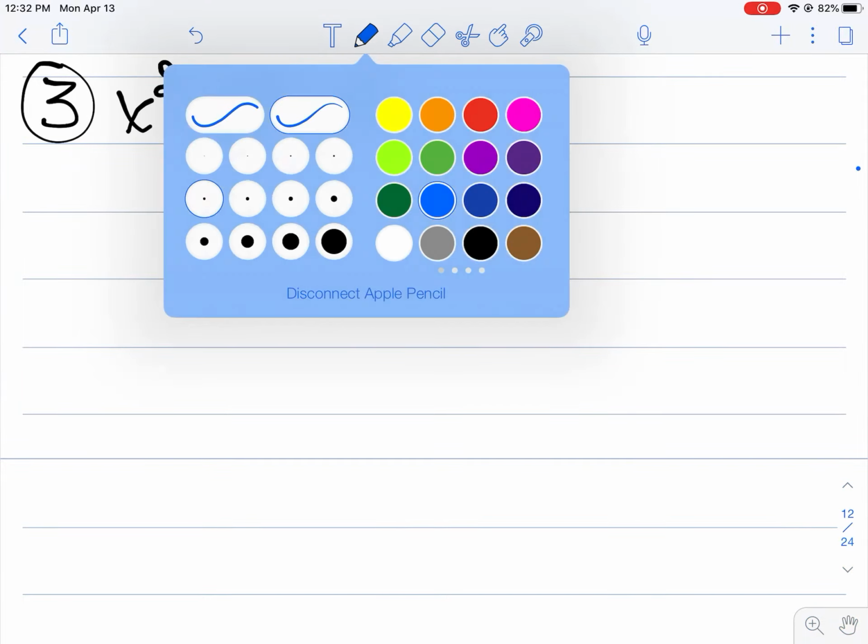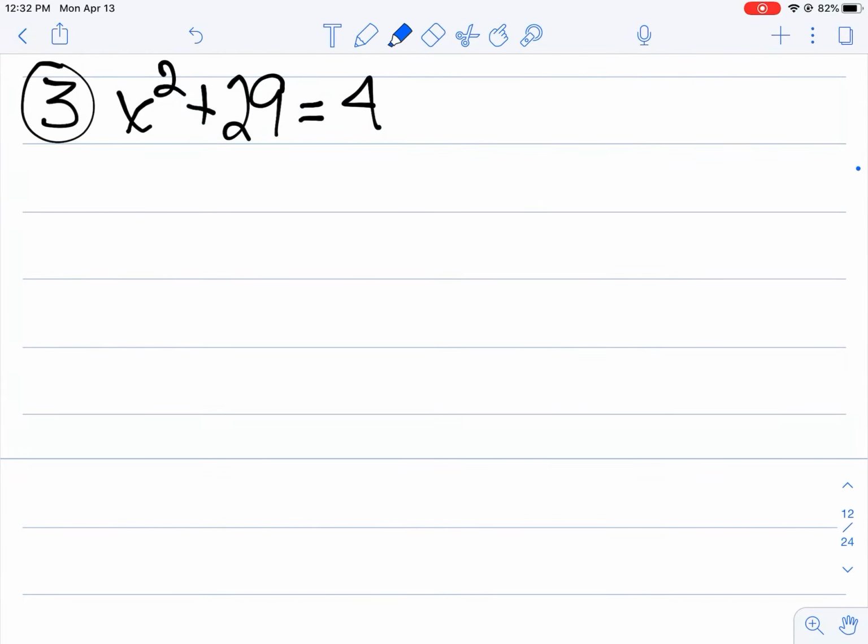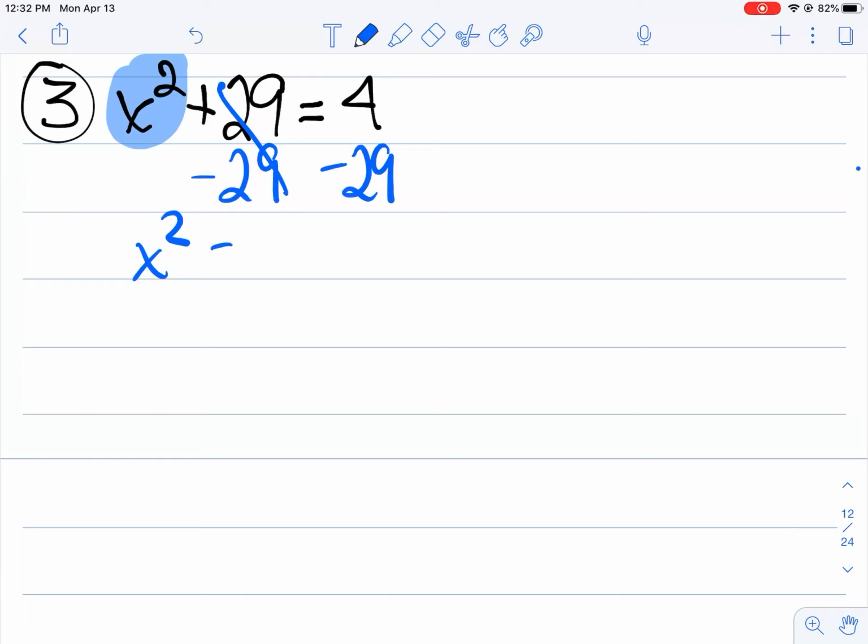Now don't get fooled on this, because if I try to isolate the x squared term, I have to subtract 29 from each side. Those cancel out. So I have x squared equals negative 25. And here's the catch with this. We've talked about this before. A perfect square number cannot equal a negative number. So this equation has no real solutions. So we are finished. This one has no solution.